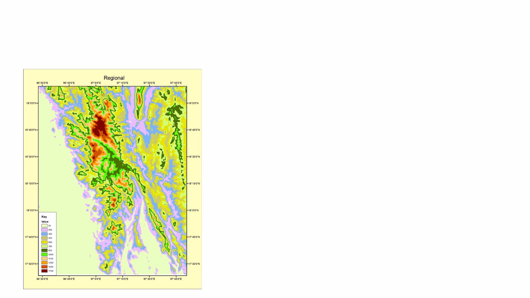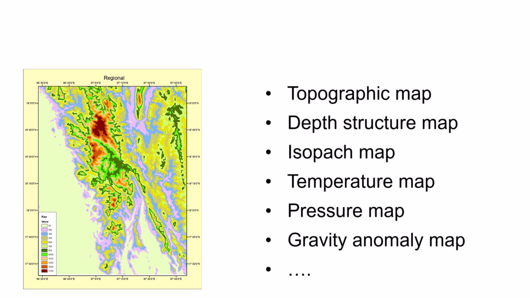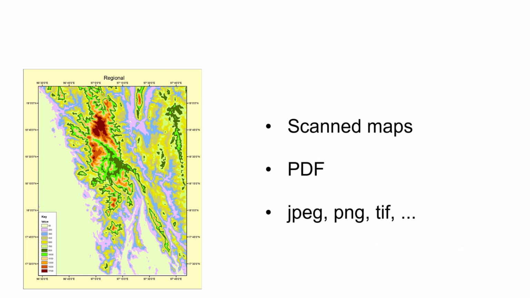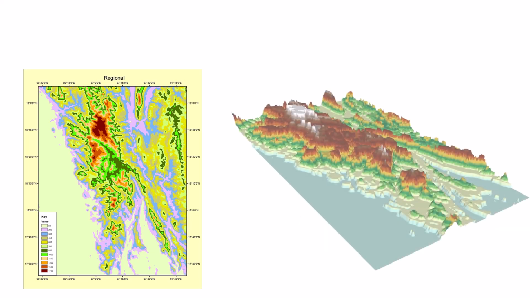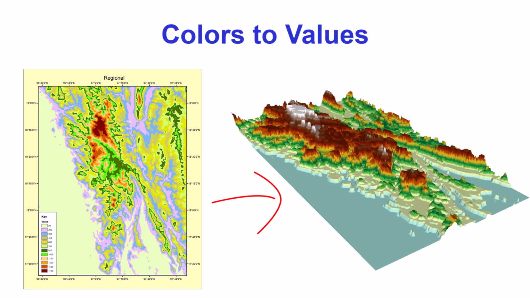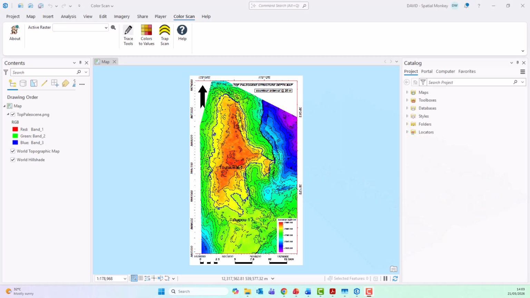If we have a color scale map representing something like topography, depth structure, temperature, or any other data set where colors correspond to numeric values in an image format, such as a scan map, PDF, JPEG, PNG, or any other non-GIS image format, and we want to convert it into a GIS raster grid, we would use the color scan color to values tool. And we'll see how to do that conversion with this depth map.